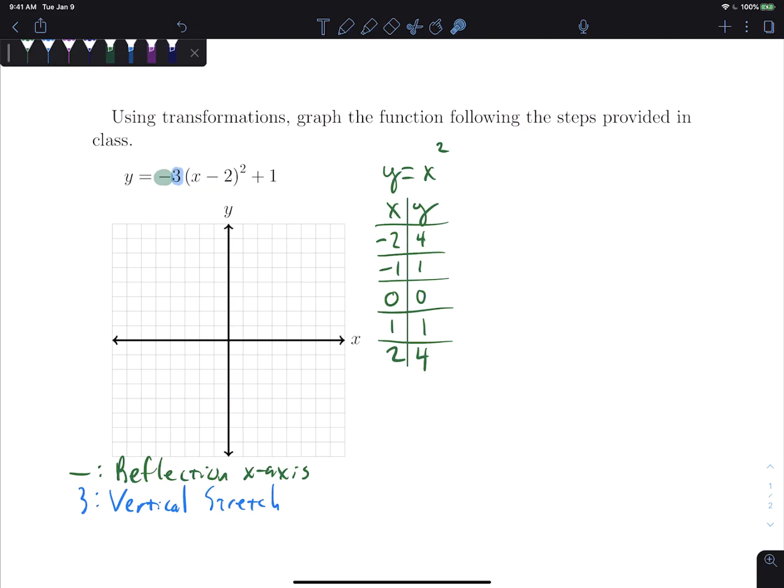Now, normally I would just say -3 together, but if we're working with MyMathLab, the negative is a transformation and the 3 is a transformation by itself. So just be aware of that. So let's deal with it that way.